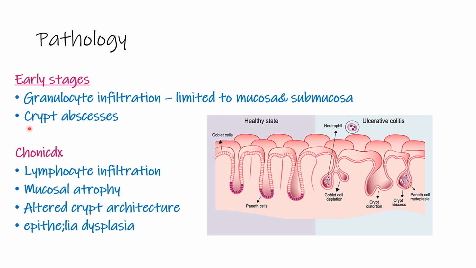In addition, you're going to see crypt abscesses, and in chronic disease, if you know chronic inflammation versus acute inflammation, you're going to see lymphocyte infiltration, mucosal atrophy, altered crypt architecture, and epithelial dysplasia. This is just an image to show you the healthy state and ulcerative colitis, where you have neutrophils, goblet cell depletion, crypt distortion, crypt abscesses, and fat cell metaplasia.